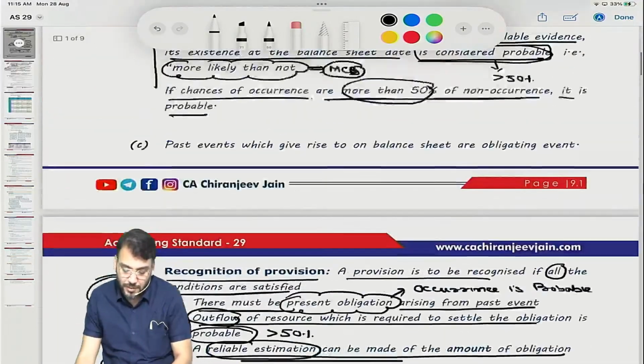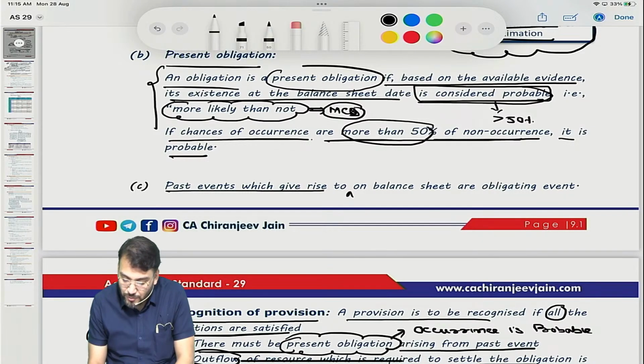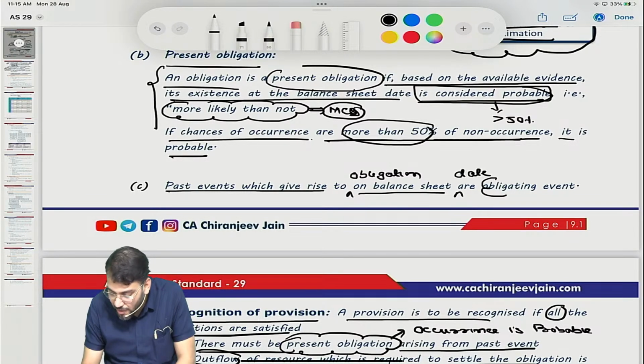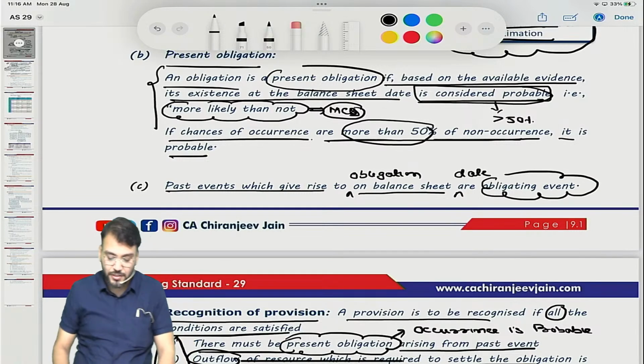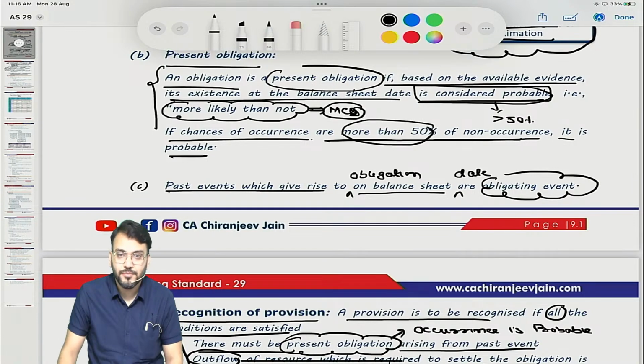Understood? So what they have written: past events which give rise to an obligation on the balance sheet date are known as what? Obligating event. Understood? Have you understood?